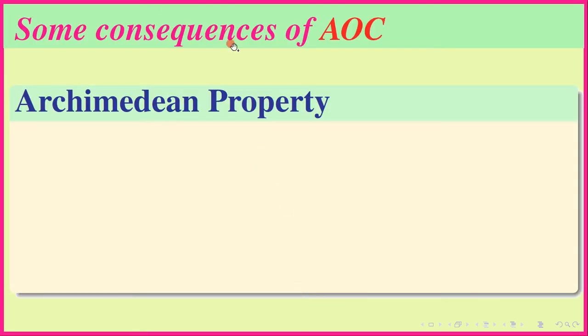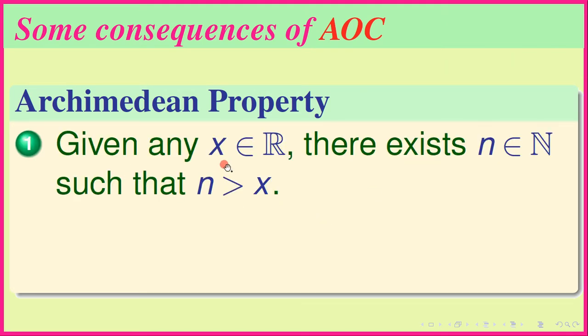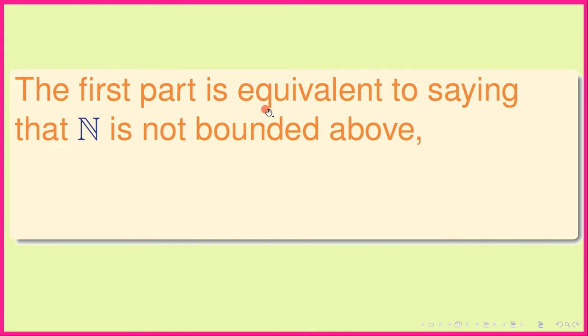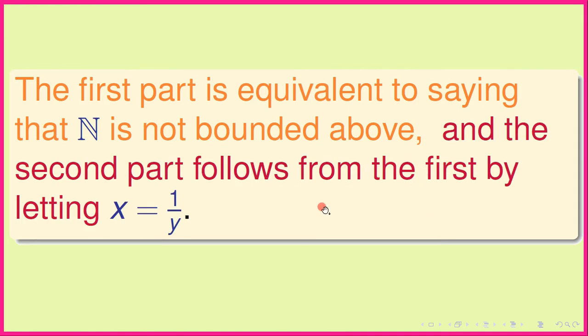Some consequences of axiom of completeness. First one is the Archimedean property. Given any real number x, there exists a natural number n such that n is greater than x. And number 2, given any real number y, there exists a natural number n such that 1 upon n is less than y. The first part is equivalent to saying that N is not bounded above. And the second part follows from the first part by letting x equal to 1 upon y. So it is enough to show that N is not bounded above.